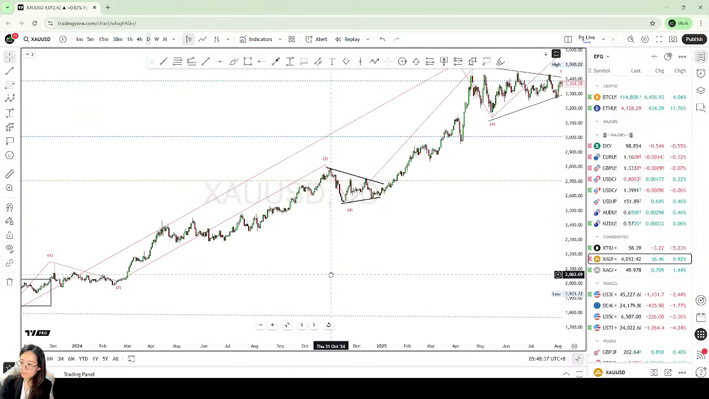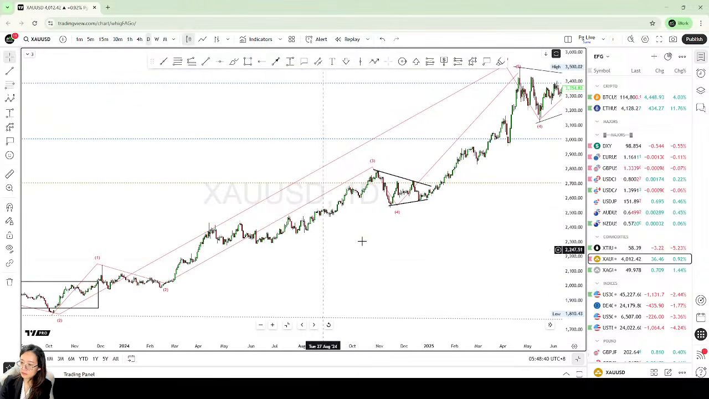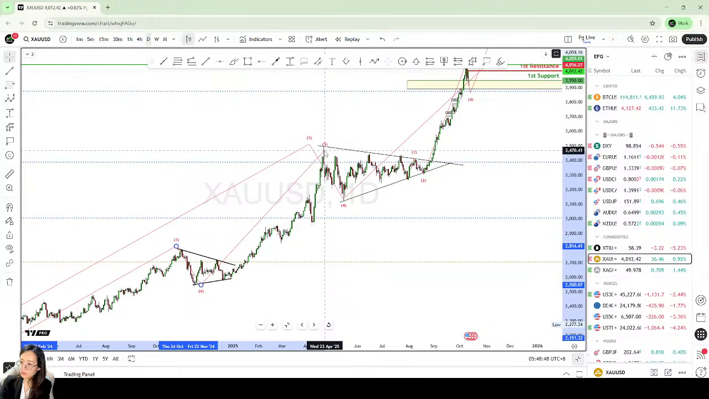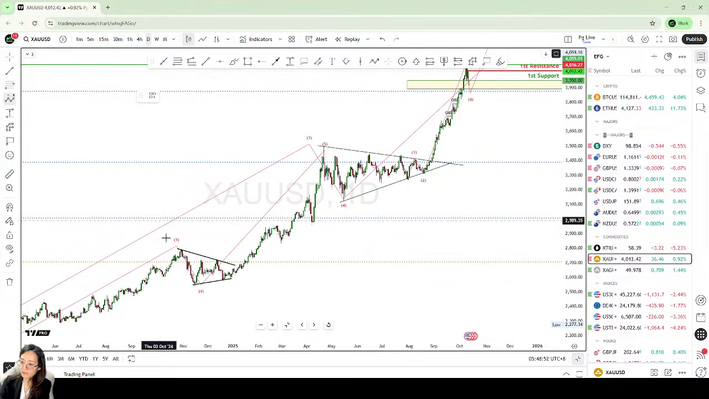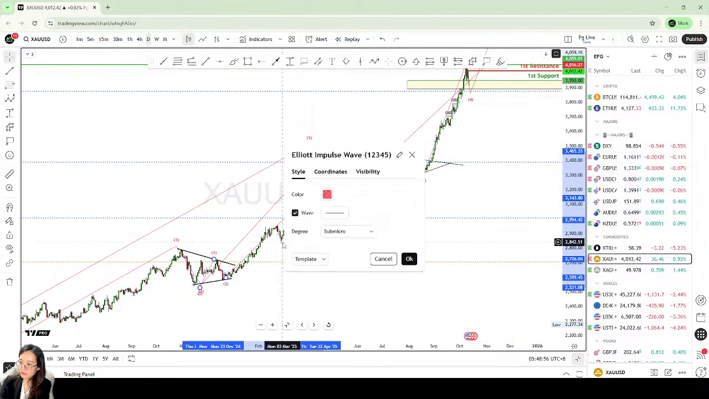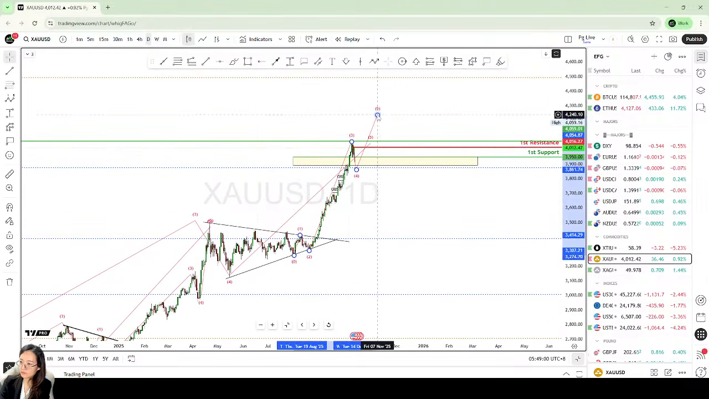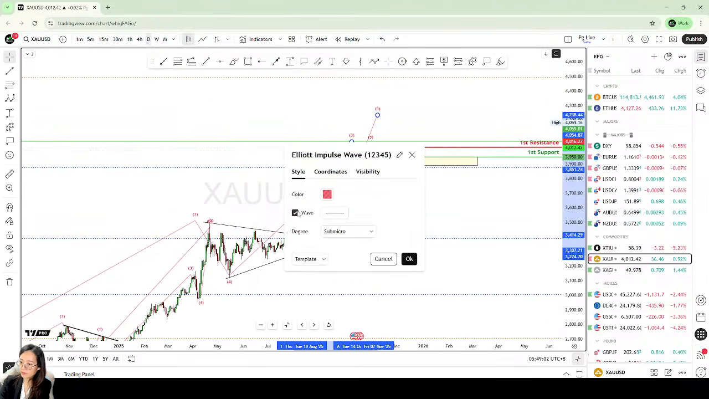Okay, wave 5, 1, 2, 3, 4, 5. Okay, whenever you see the impulse move, which is this one, you also always have the sub wave, right? 1, 2, 3, 4, 5 sub wave. If you're confused, but never mind, I count the wave first.